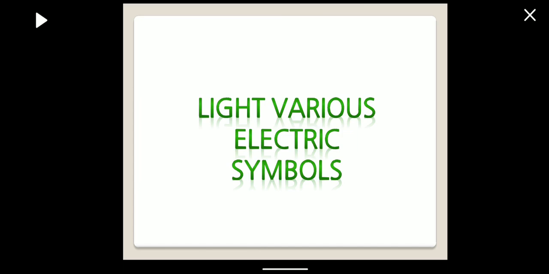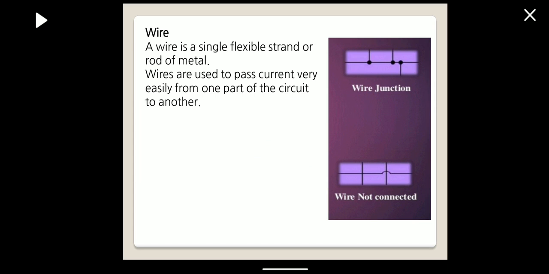Then various electrical symbols. In all types of wiring, house wiring, commercial and industrial wiring, and machine installations, the IS symbols are used in different wiring diagrams. The symbols for the various categories are as follows.